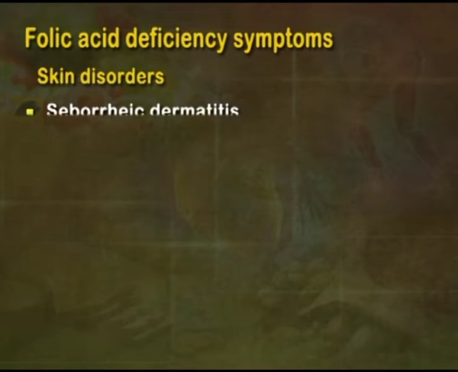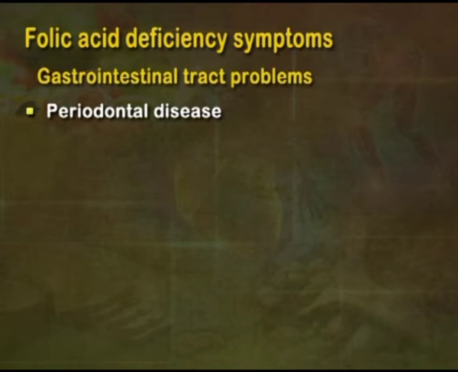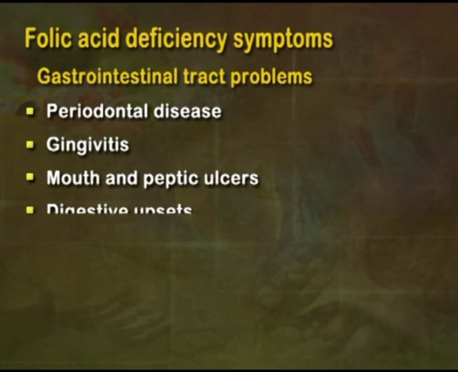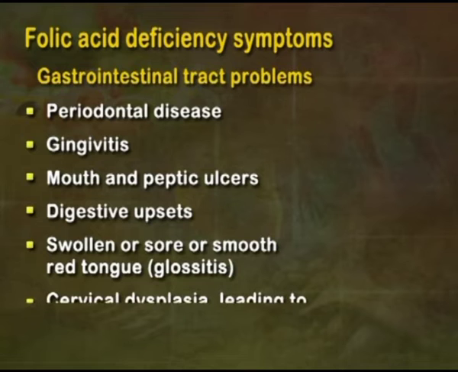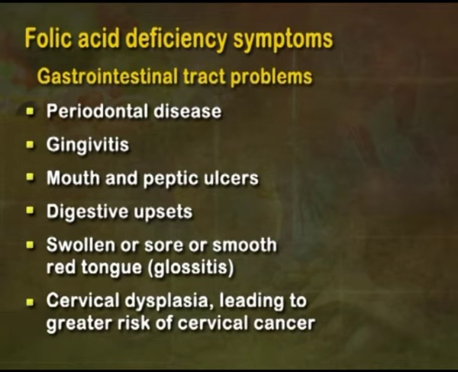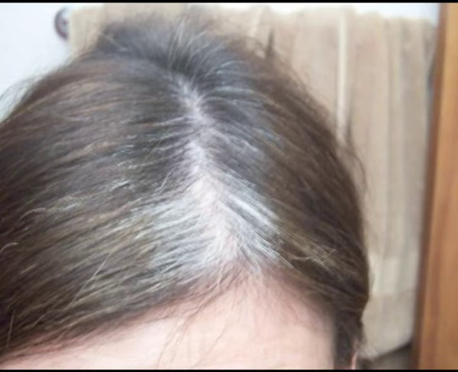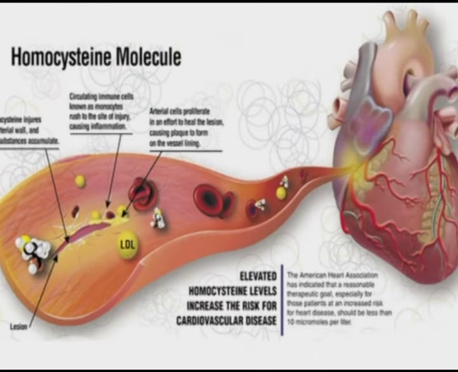You can also see symptoms like skin disorders like seborrheic dermatitis, vitiligo and gastrointestinal problems like periodontal disease, gingivitis, mouth and peptic ulcers, digestive upsets, swollen or smooth red tongue, cervical dysplasia leading to greater risk of cervical cancers. Apart from this, you can see other symptoms of folic acid deficiency like premature graying of hair, higher blood levels of homocysteine and risk of heart diseases.